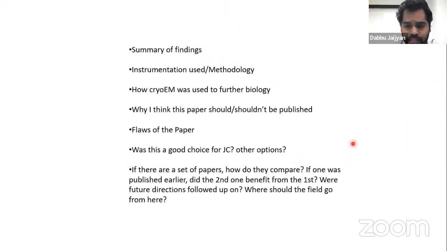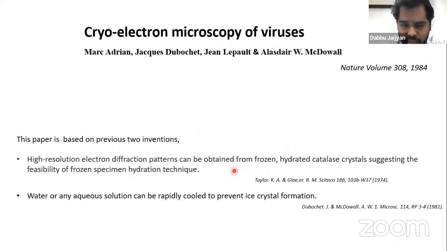In this presentation, I will be describing these topics for each paper: a summary of the findings, what methodologies or instrumentation were used, and how cryo-EM was used to solve the structures in those papers. I will also say why I think the paper should or should not be published, what the flaws or drawbacks are, why the paper is good for the JC, and whether there is any other paper or alternative to these methods. So let's move to the first paper.